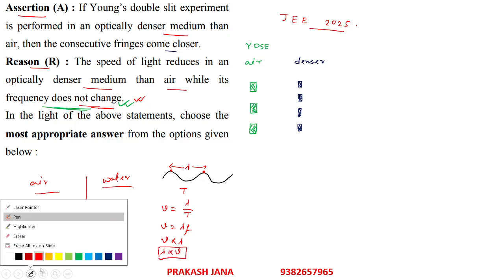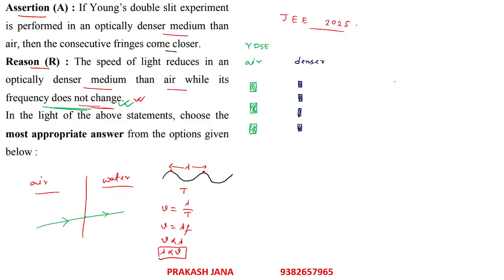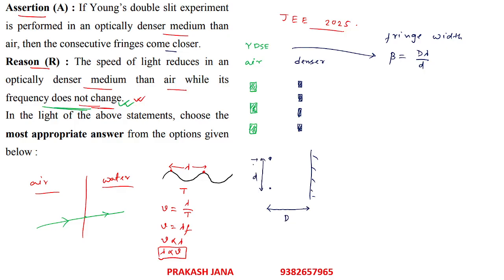Now we need one more formula from the YDSE, that is beta, the fringe width. Beta is equal to lambda D by d. What is capital D, small d, and lambda? This is a slit, this is a slit, this is the screen. The distance between the source and screen is capital D, the distance between the two sources is small d, and lambda is the wavelength of the light incident on the YDSE.